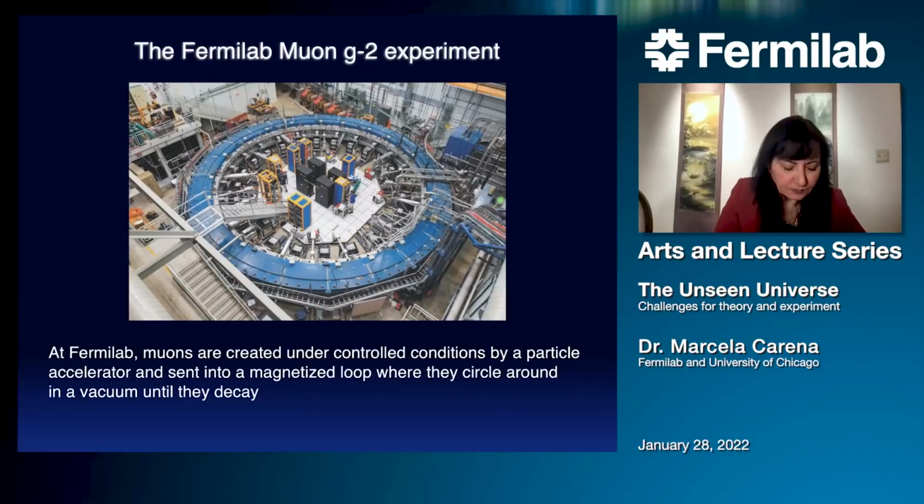Before going more into what muons can tell us, let's get a closer look at how the Fermilab Muon G-2 experiment works and how the muons are produced under controlled conditions. We have accelerators, which smash high-speed protons at a target, mainly a nickel target in this case, that finally produces muons. Then the G-2 experiment puts these muons inside this magnetized loop where they circle around and around in a vacuum until they decay.